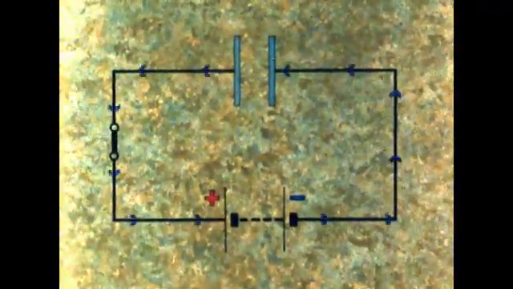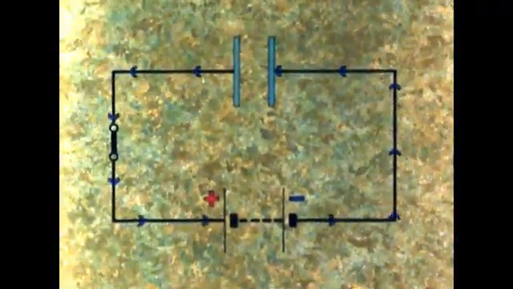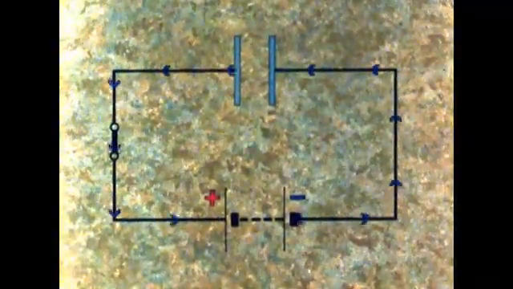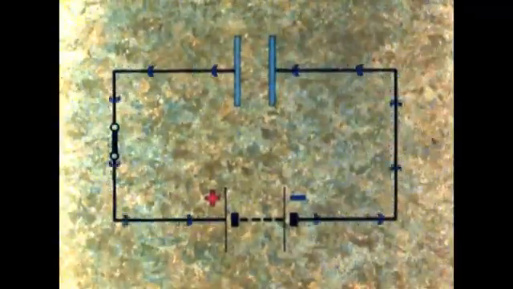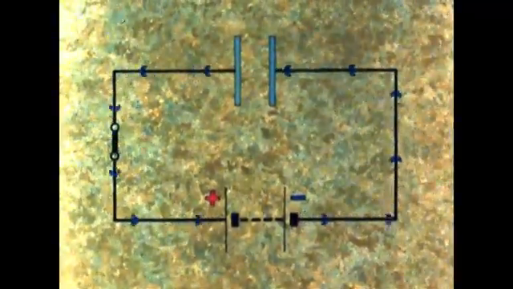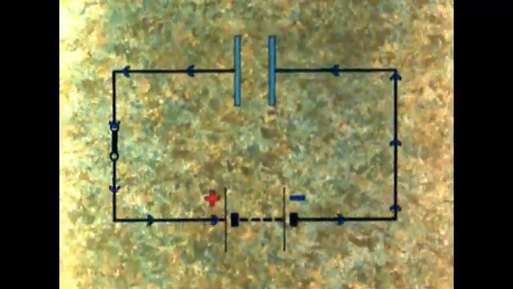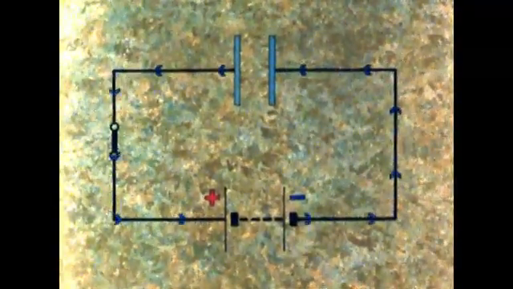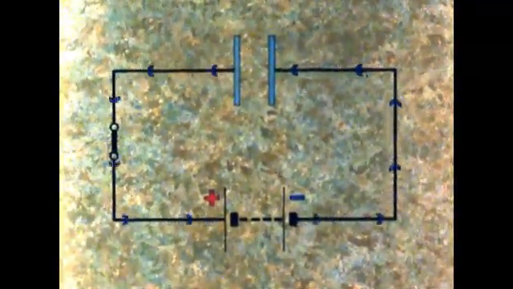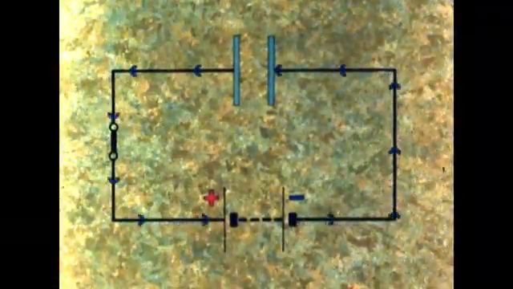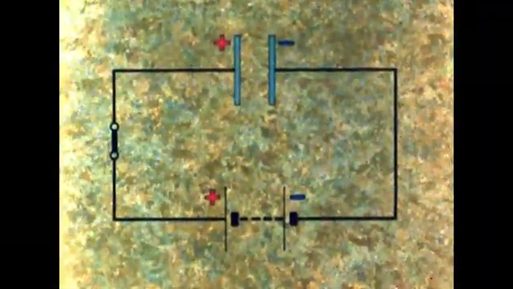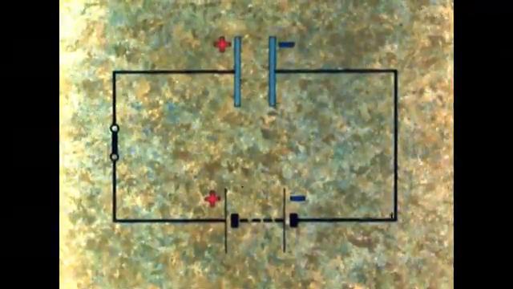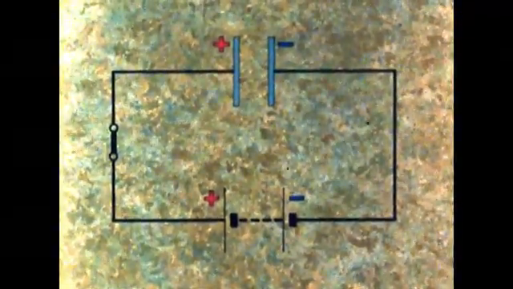Now when the switch is made, electrons flow from the negative terminal of the battery onto the plate connected to it, making the plate negatively charged. At the same time, electrons are drawn away from the other plate onto the positive terminal of the battery, leaving the plate positively charged. Eventually, the flows will stop when the potential difference between the plates is the same as the voltage applied by the battery. The capacitor is now said to be charged.